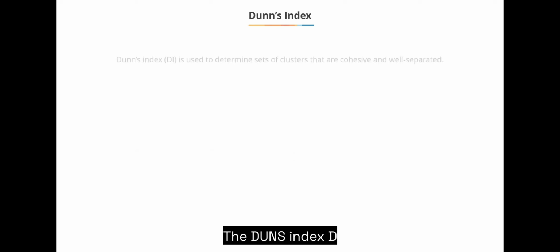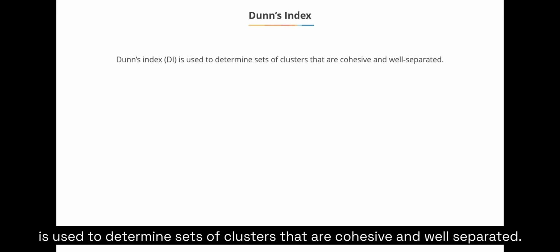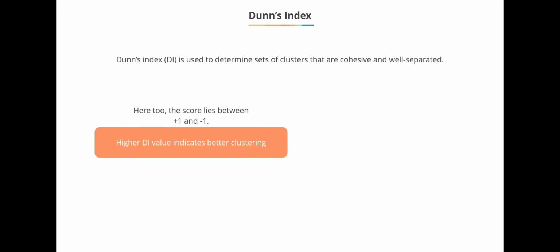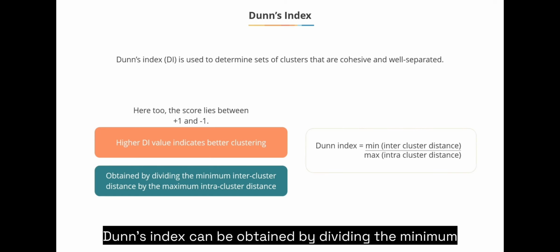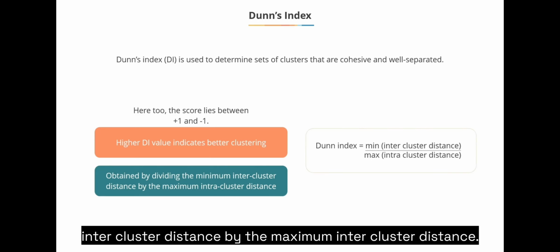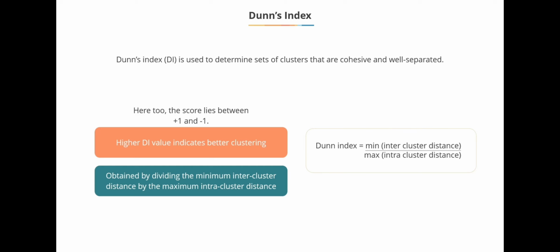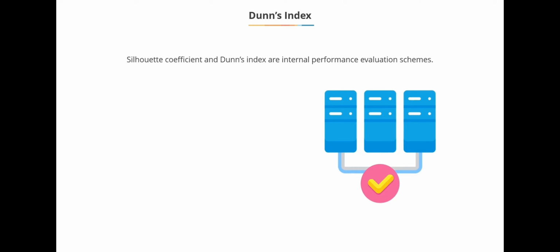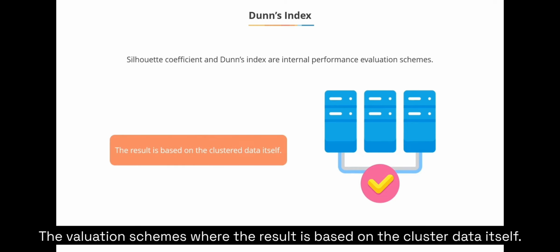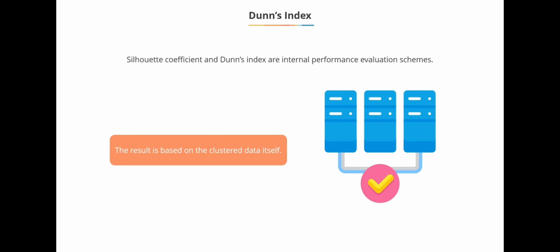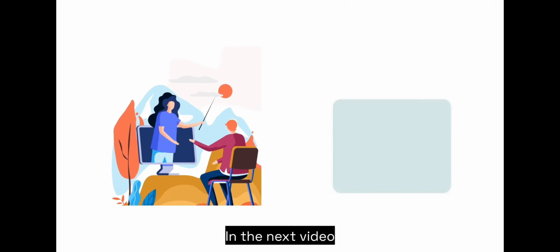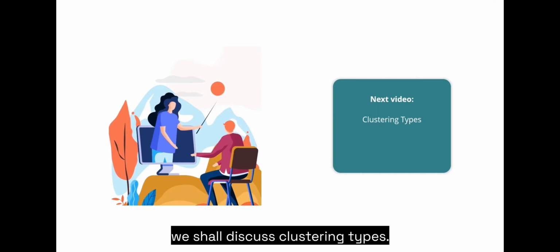Dunn's index. The Dunn's index, DI, is used to determine sets of clusters that are cohesive and well separated. A higher DI value indicates better clustering. Dunn's index can be obtained by dividing the minimum inter-cluster distance by the maximum inter-cluster distance. Both the silhouette coefficient and Dunn's index are internal performance evaluation schemes where the result is based on the cluster data itself. This was about the performance parameters for clustering algorithms. In the next video, we shall discuss clustering types.